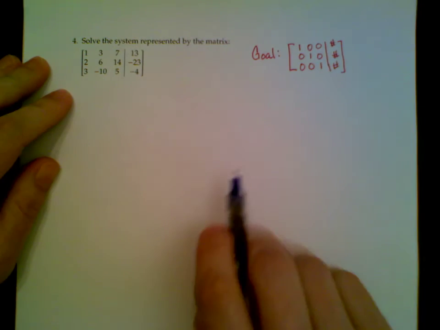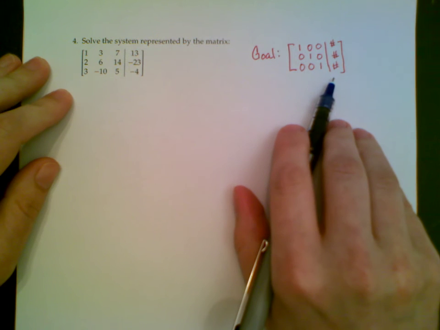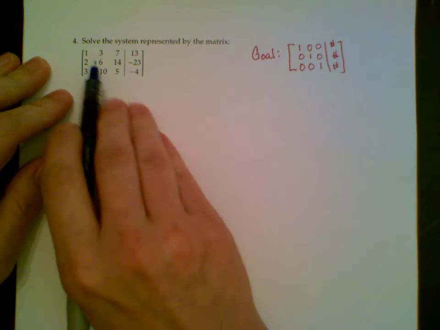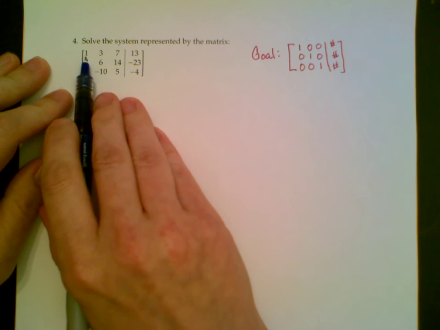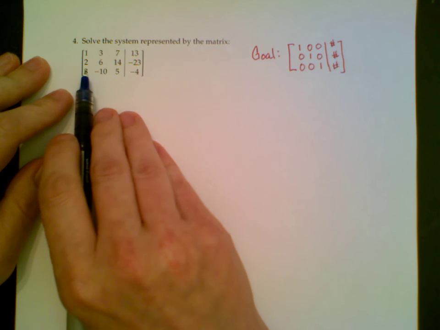Right, here's our next example. So now, I've already got our goal form written out. So let's just dive in. Now this is kind of nice. We already have the 1 where we want it in the first column. So let's go ahead and get our zeros.